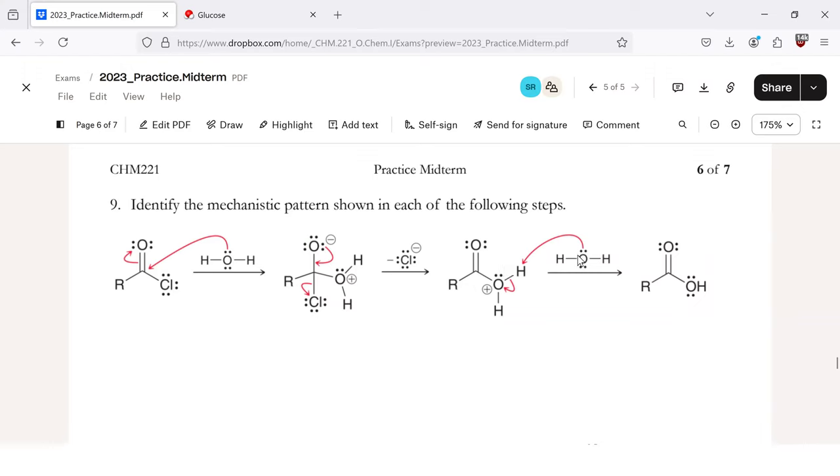Then here we have another lone pair, except that this time the lone pair is grabbing a hydrogen instead of making a new sigma bond with the carbon. So, proton transfer. All right, so you look at what you start with and what you end with. What's the net result and where are the electrons moving? It's always going to be one of those four choices.